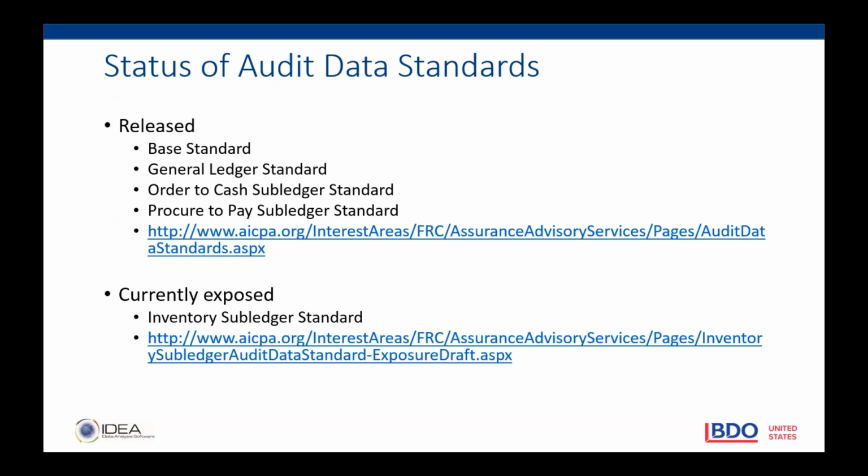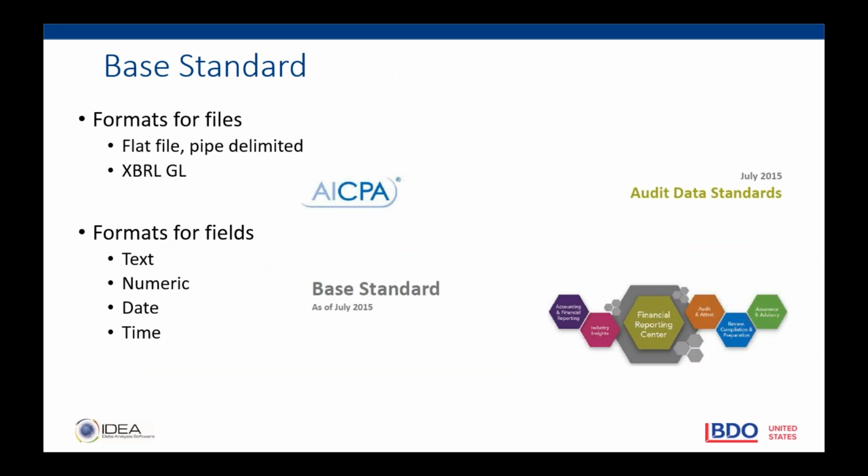The next slide is just a status of where they're at, and I'll put some links in here. But on the AICPA site, you can find that we've published a base standard, general ledger, order to cash, procure to pay. We recently exposed the inventory one, and there's a couple more that are coming. And again, I'll show you how these work in just a second. The intent of these is to give you a framework or an example to work from as we go along the way.